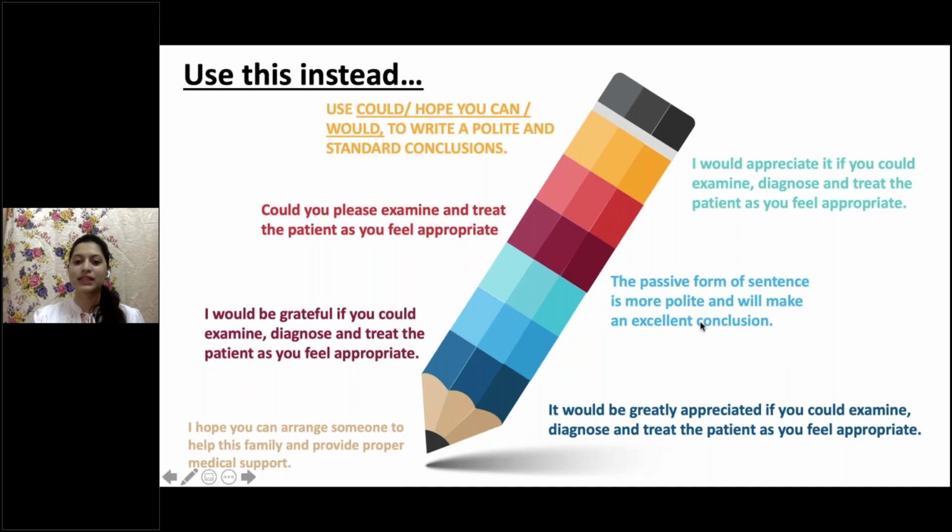So this is what I've been telling. Sentences in passive form are always the best thing to use because one, it sounds formal, and two, it sounds grammatically right, because the minute you put something into passive form, you're being formal and you're using the words could and would. So, "It would be greatly appreciated if you could examine, diagnose, and treat the patient as you feel appropriate." These are the examples. It's not that you should use the same sentences. These are just a few examples to give you an idea.